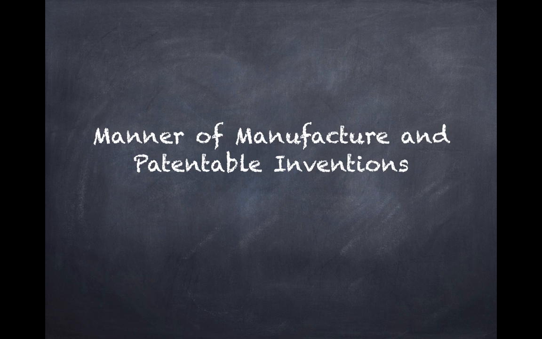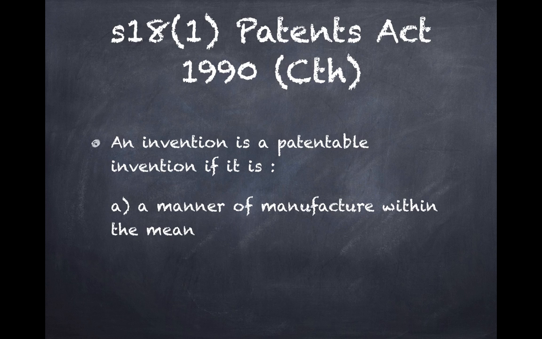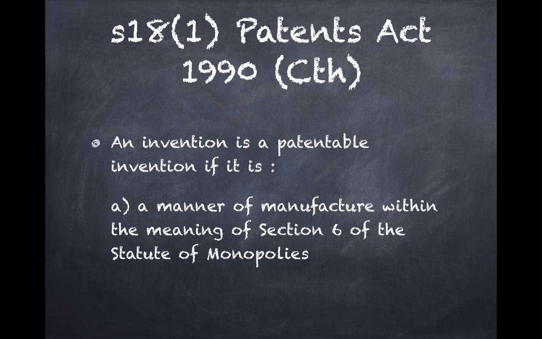In order for an invention to be patentable, it must fall within the definition of a patentable invention under Section 18(1) of the Patents Act 1990. This section provides that an invention is a patentable invention if it is a manner of manufacture within the meaning of Section 6 of the Statute of Monopolies.